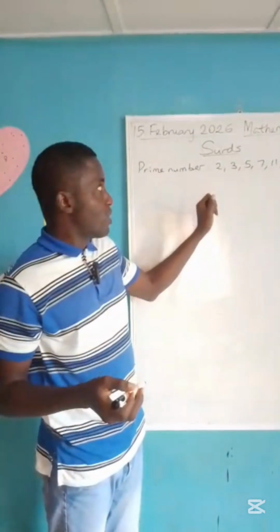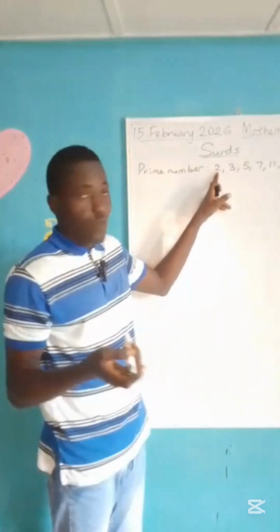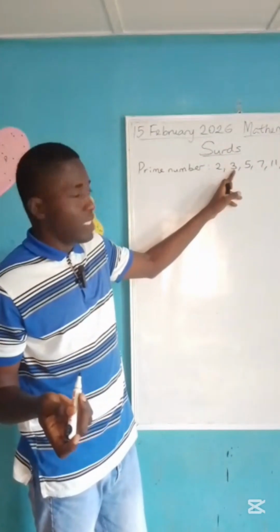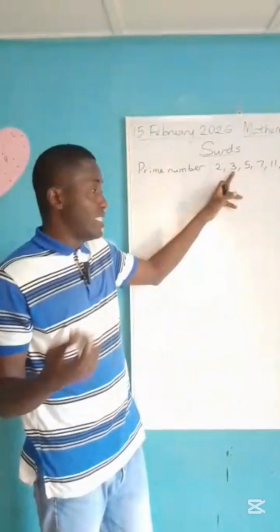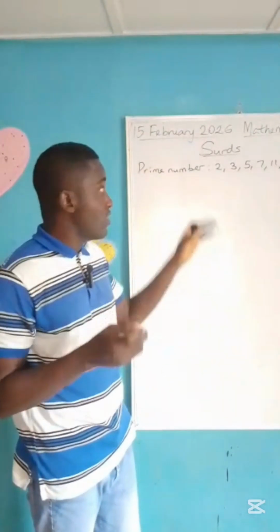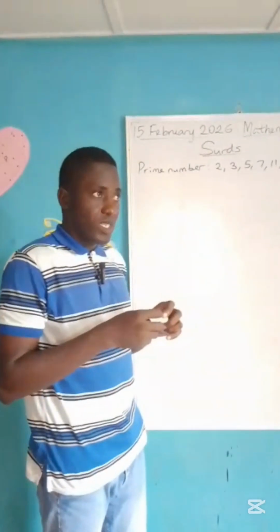They are prime numbers because only 1 and itself can divide each one of them. Like 2 can only be divided by 1 and 2. 3 can only be divided by 1 and 3. If you use other numbers apart from the 2 numbers that I mentioned to divide a prime number, what you are going to get is going to be a recurring decimal.